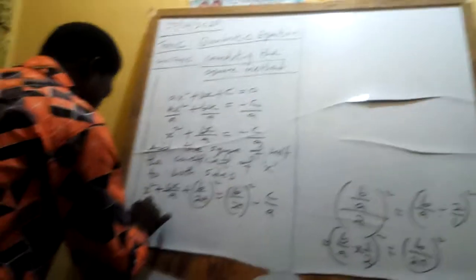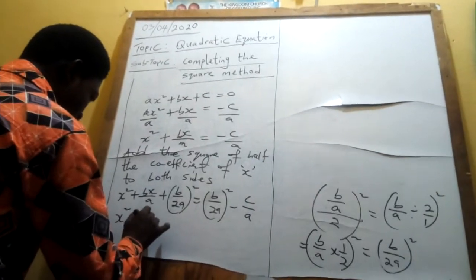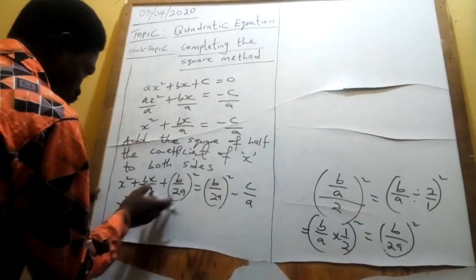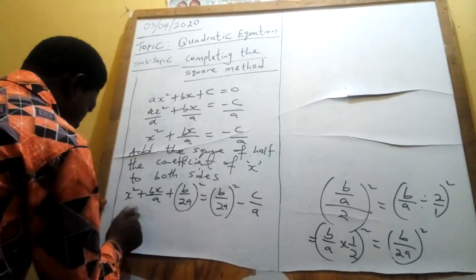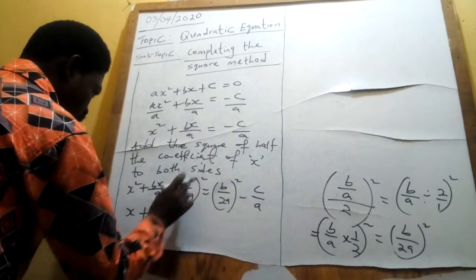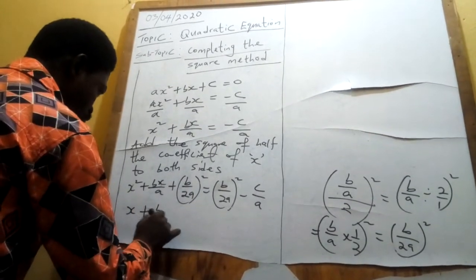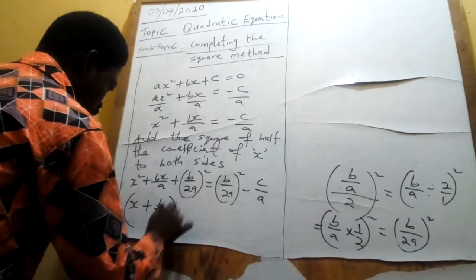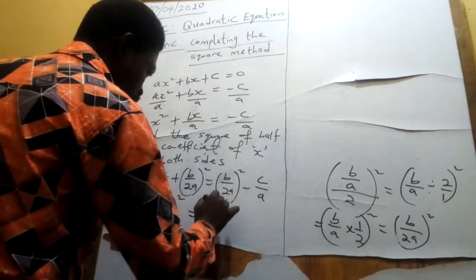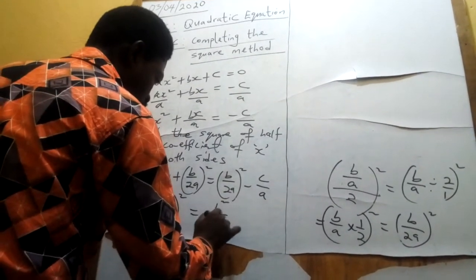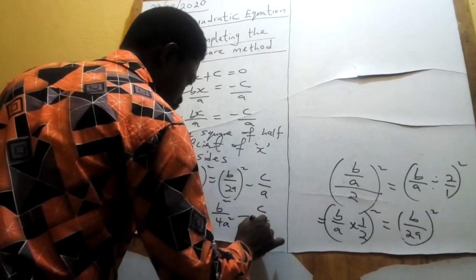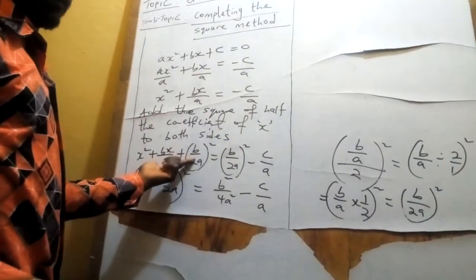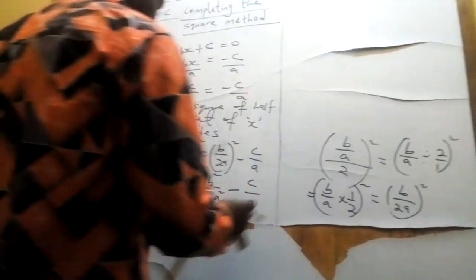Here now you can expand it as well. x squared plus bx over a. Let's factor out these two. You can also do it this way, but let's factor out these two. You have what? x plus b over 2a squared equal to what? b squared over 4a squared minus c over a. How do you arrive at this? If you expand this, you have this. So from here you have what?